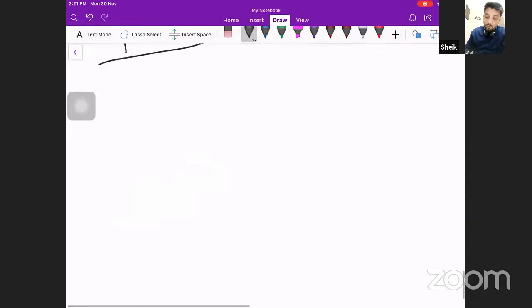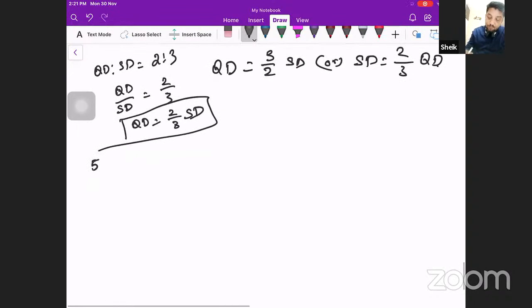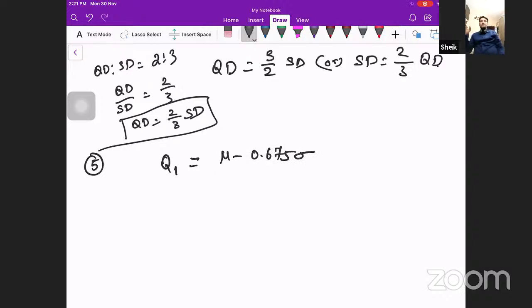Now, point number 5. Q1 is equal to mu minus 0.675 sigma. Sir, where did it come from? Now, this is not the time for explaining these things. If you want to score 1 mark, of course, for that you have to mug up this. I don't know how you maintained your notebook before. At least now, whatever I took today, maintain a separate notebook and keep it as a last day revision.